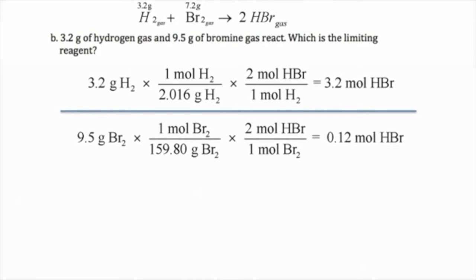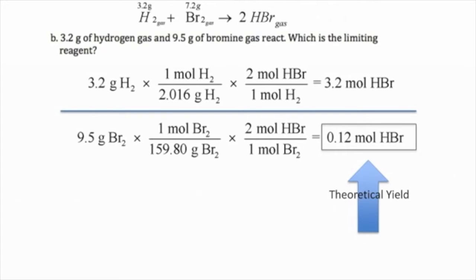In other words, how much hydrogen bromide gas can be produced from 3.2 grams of hydrogen? And then calculate how much hydrogen bromide gas can be produced from 9.5 grams of bromine. 3.2 grams of hydrogen gas produces 3.2 moles of hydrogen bromide, and 9.5 grams of bromine produces 0.12 moles of hydrogen bromide. These answers can't both be right. The one that produces the lower amount of product, the lesser of the two, is the theoretical yield.